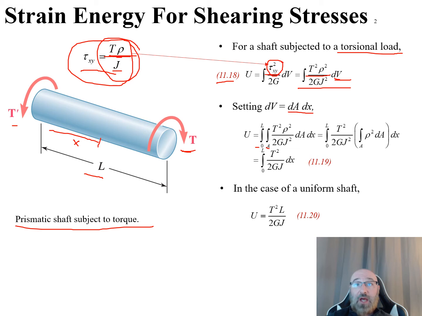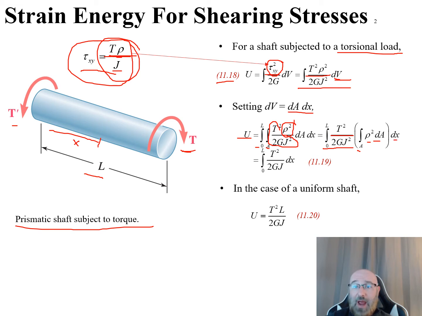We'll separate this out over our area here, and this portion of T squared over 2G J squared will be with respect to x. So we can separate that into two different integrals. U is equal to the integral from 0 to L of T squared all over 2G J squared, times the integral over A of rho squared dA dx.